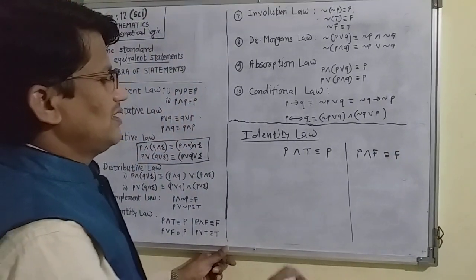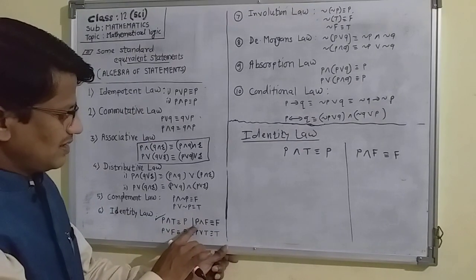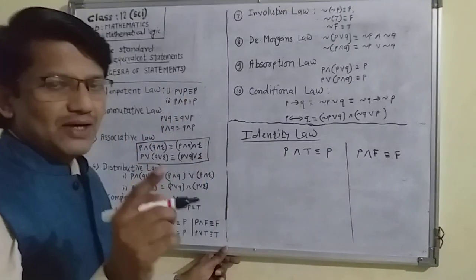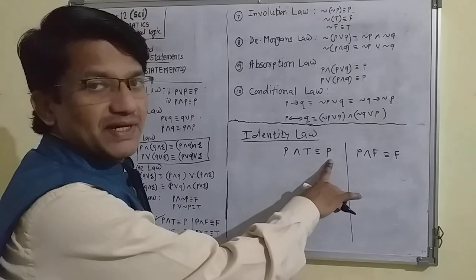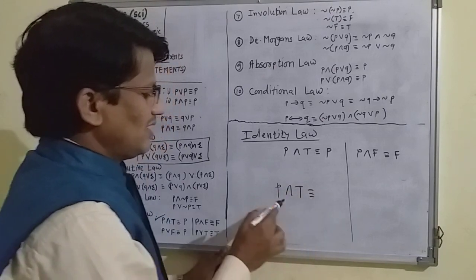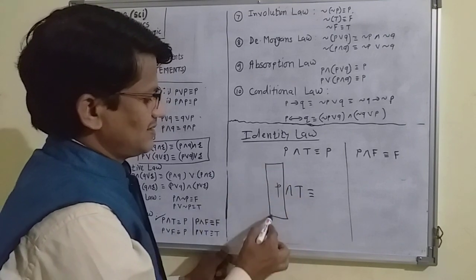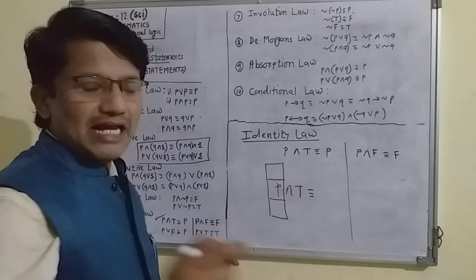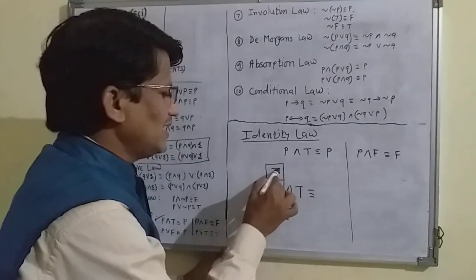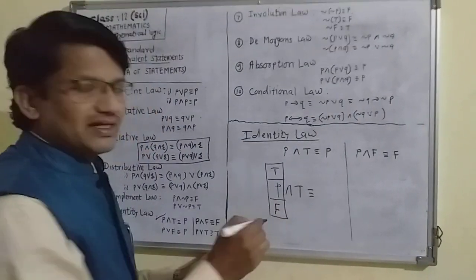Now we are going to discuss this. P and T, result is P. P and F, result is F. Now, how is the statement P obtained? Let us see, P and T. Now, P is a statement. I am giving a trick like this. P is a statement, and we know P is a statement having the truth value T or F. Now, what are the possible results?